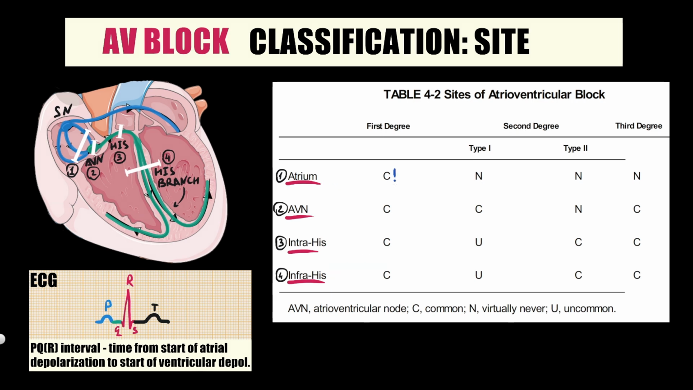As you see, atrial level of block is represented only by first degree AV block. AV nodal block is virtually never represented by second degree AV block type 2. However, second degree AV block type 1 is uncommon for intra- and infra-His level of block.